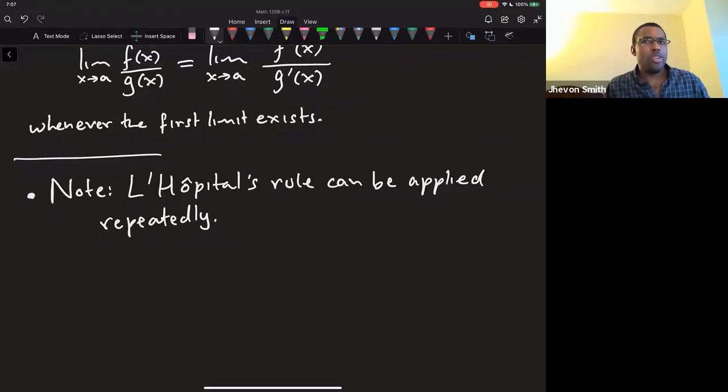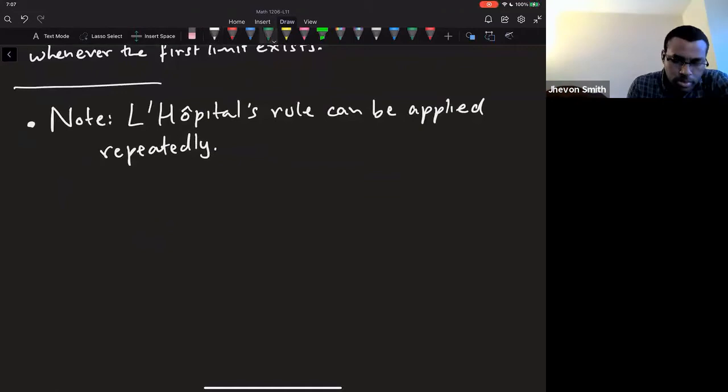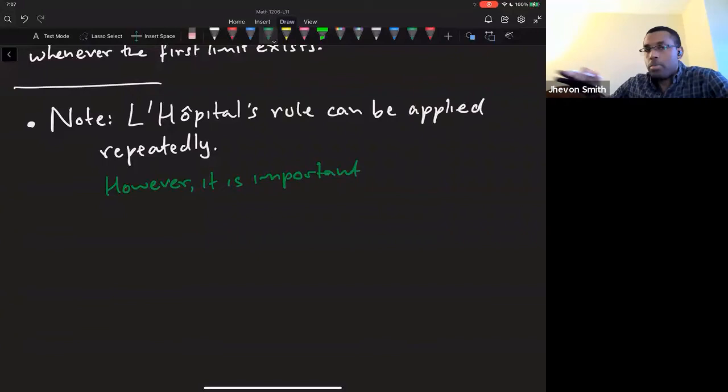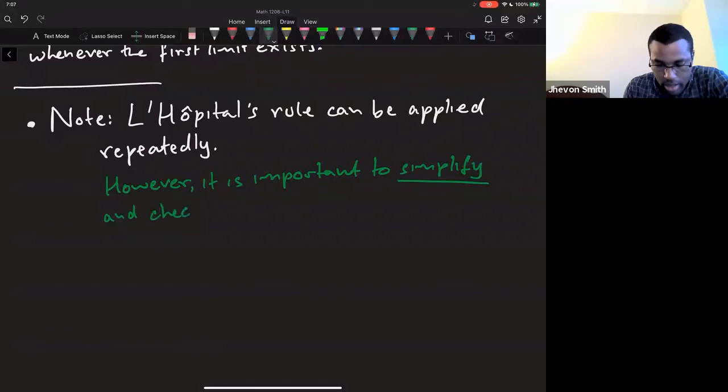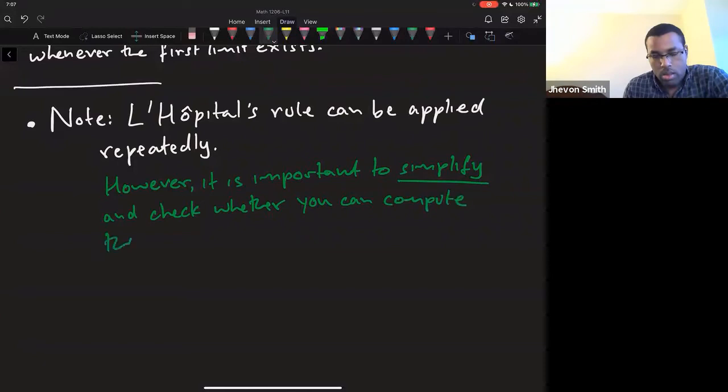However, it is important, from a calculations perspective, a mechanical perspective, to simplify and check whether you can compute the limit after each application.